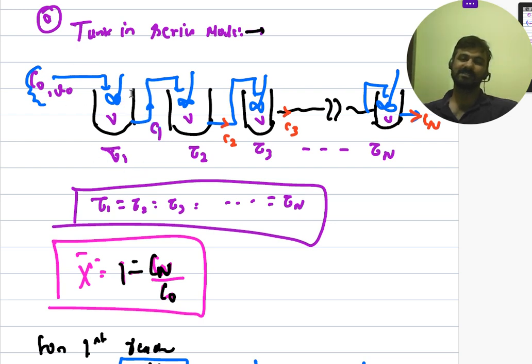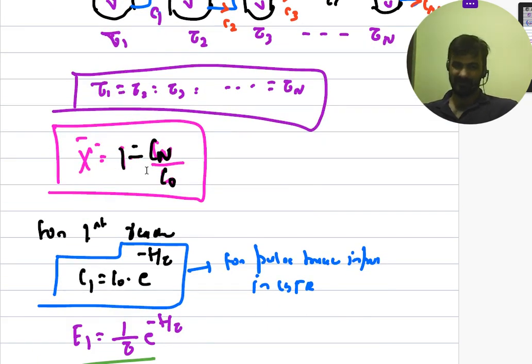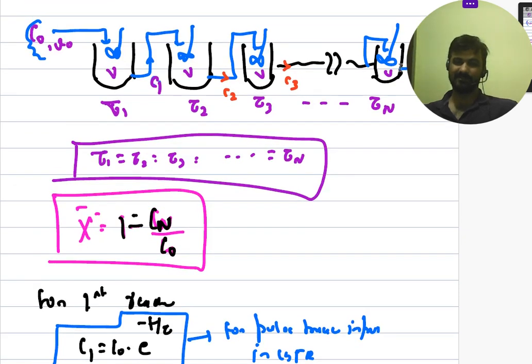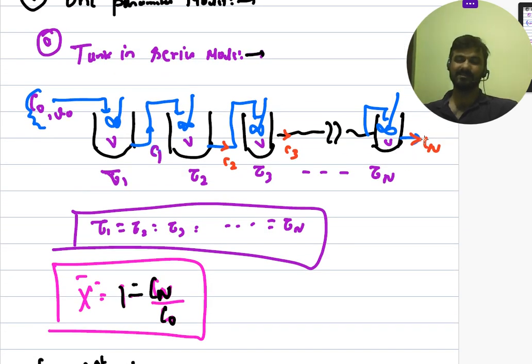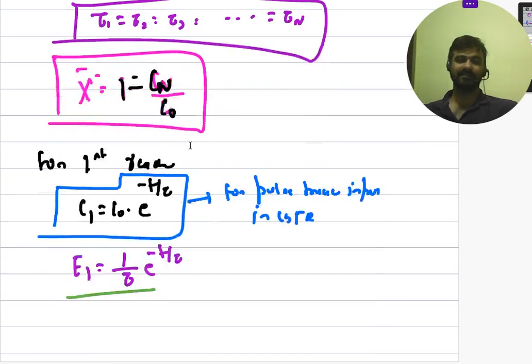So you can see that the space time I am assuming here is tau 1 equals tau 2 equals tau 3 equals tau n. That is the space time, that is V divided by V naught, where V is the volume of the individual reactor. So x bar equals 1 minus Cn by C naught, where Cn is the concentration of the reactant molecule at different time intervals. And here you can see that x bar can be written as 1 minus Cn divided by C naught.